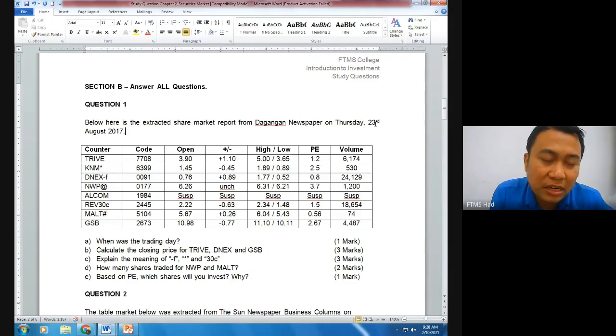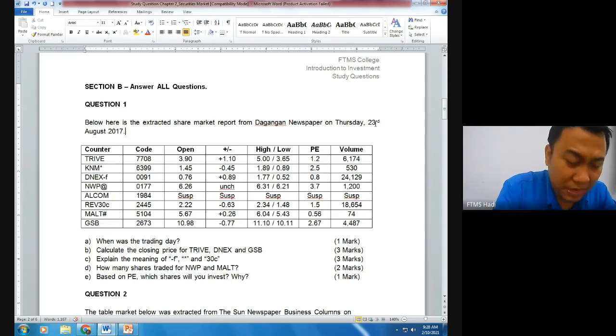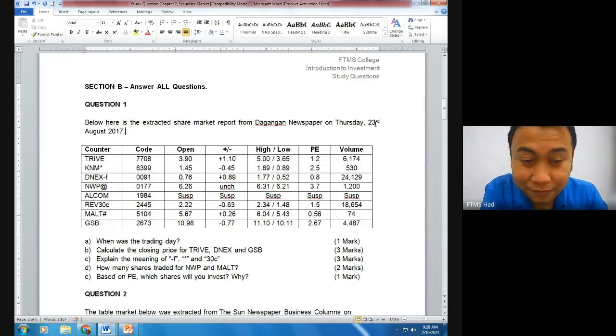Sunday 22nd, Saturday 21st, that means Friday 20. So that means the best answer is Friday if the newspaper is on Monday. Even though sometimes Saturday also, if the newspaper is on Saturday, that means the trading day was on Friday also.